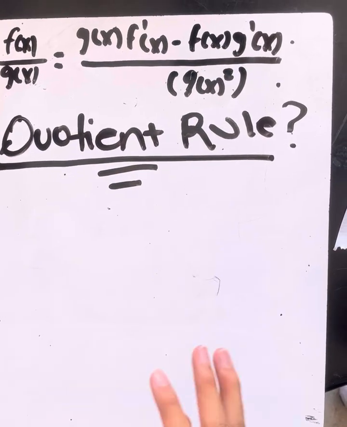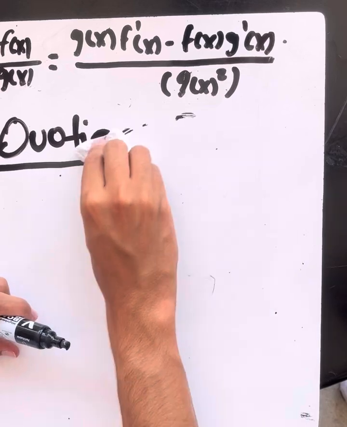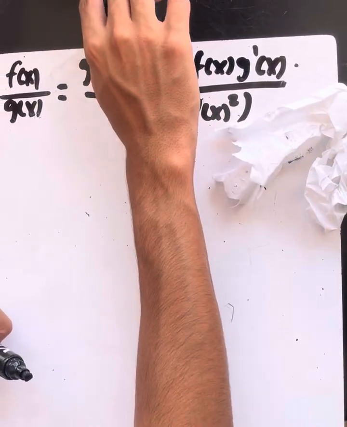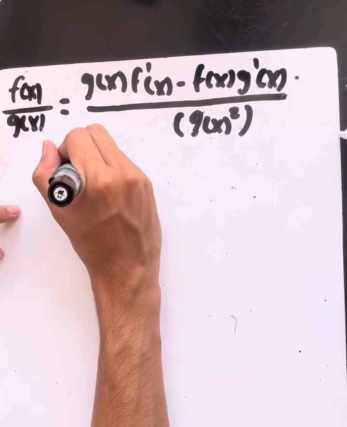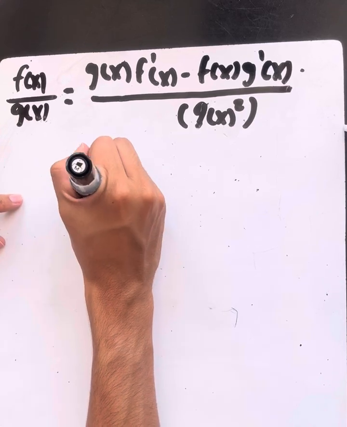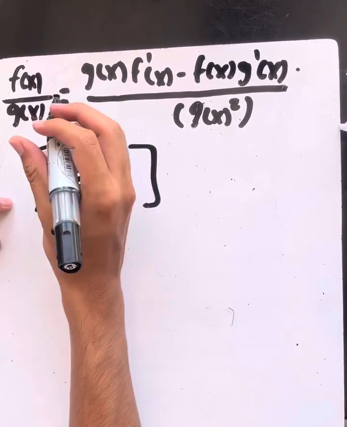I know it could sound a little bit confusing right now, but let's get started, and after this problem you will get it easily. So let's start by copying our problem. We have 5x plus 1 over 3x minus 4. So we have our problem.